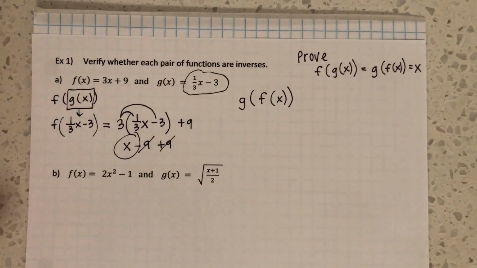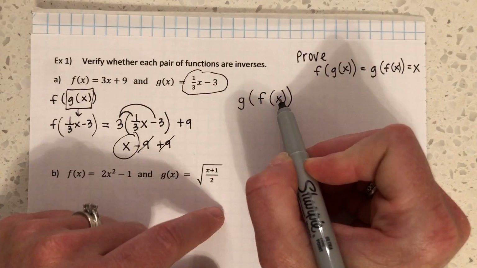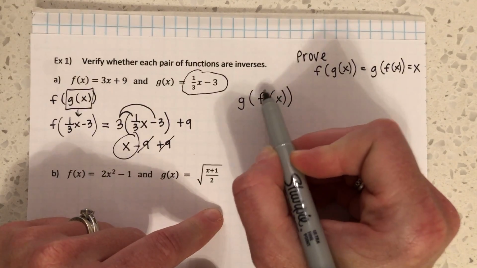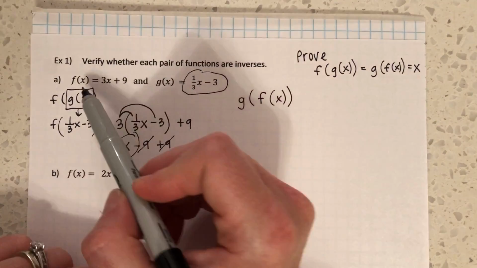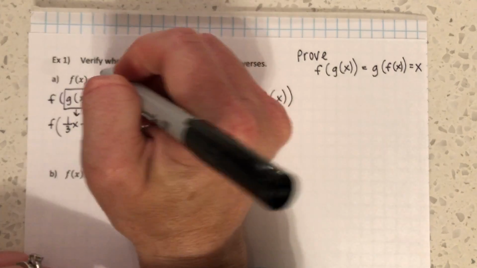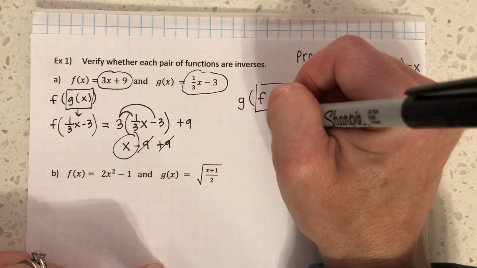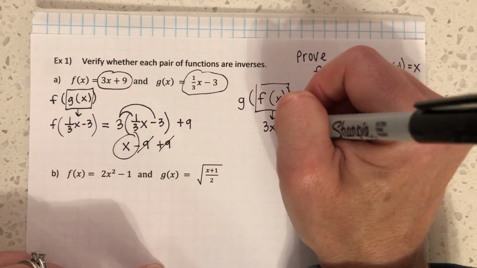Okay, so now we're gonna plug f of x into g. All right, so start from the inside and work your way out. First, plug x into function f. Well, guess what? If I plug x into function f, it already is there. This is what you get. You get 3x plus 9. All right, so really, f of x is 3x plus 9.